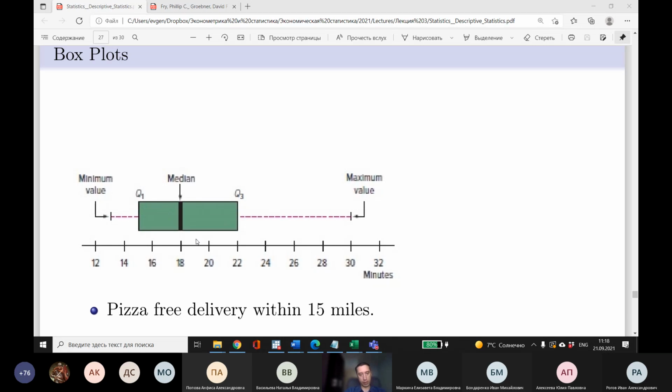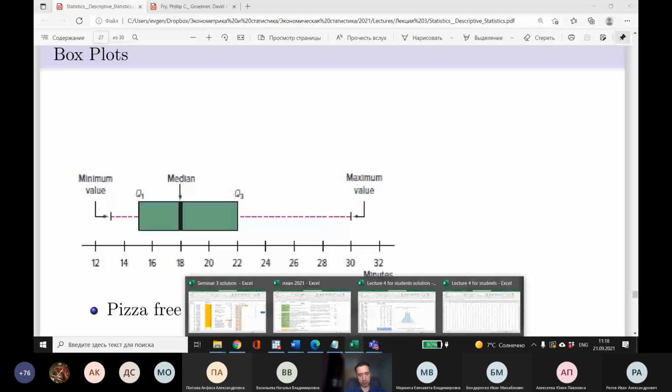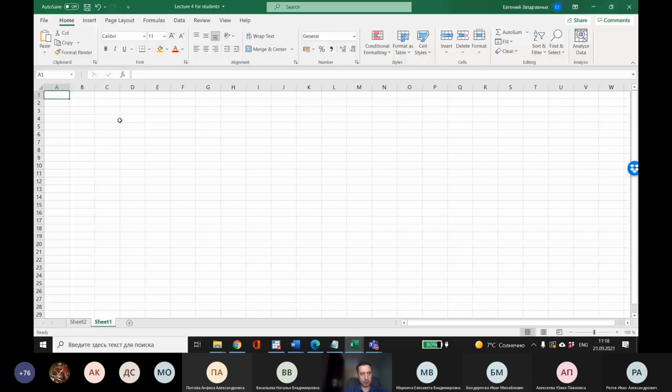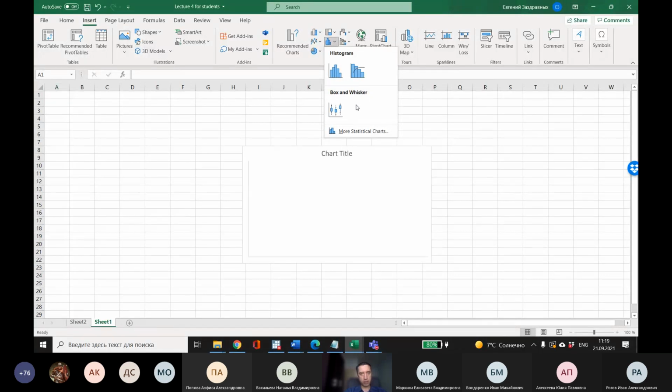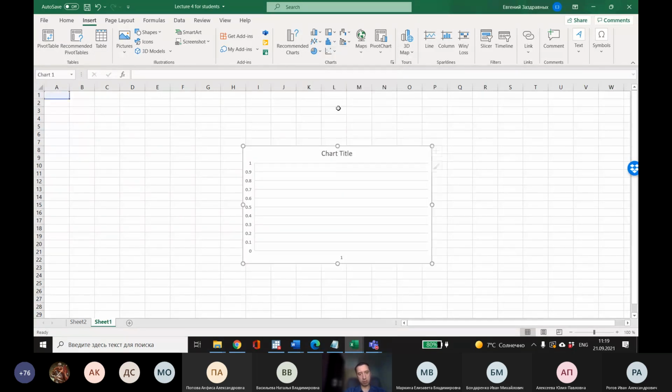In Excel, it is fairly easy to construct a box plot. In Excel, we have a tool. If you click Insert, and if you click histogram, you can find box and whisker plot. This is box plot. Box and whisker plot is another name of box plot.